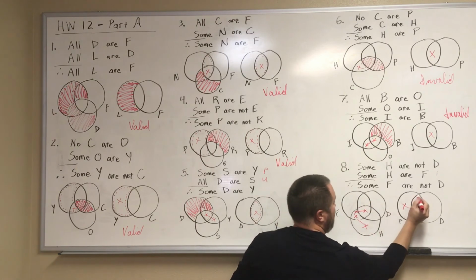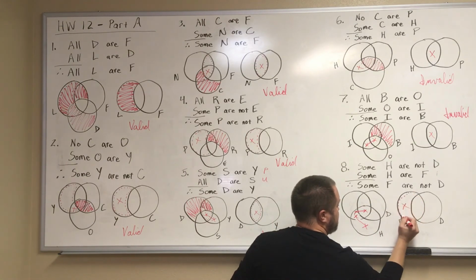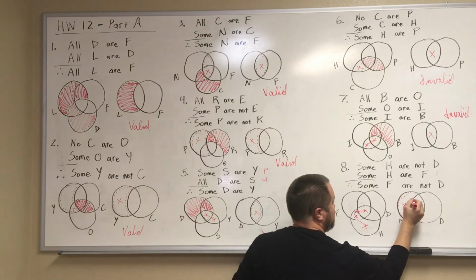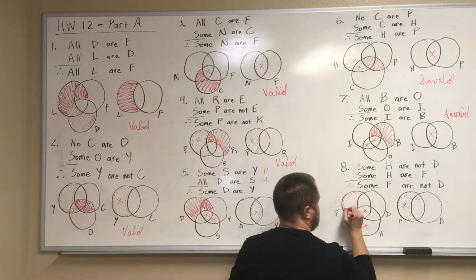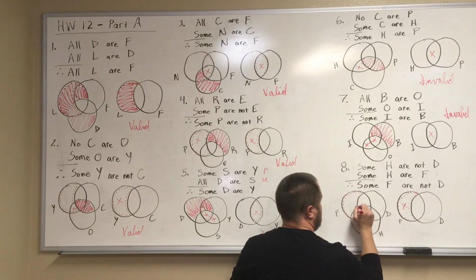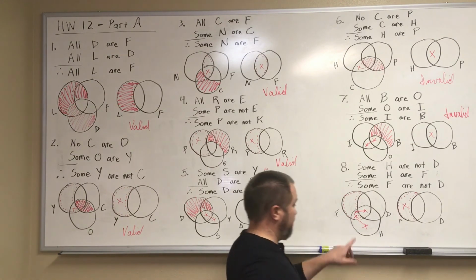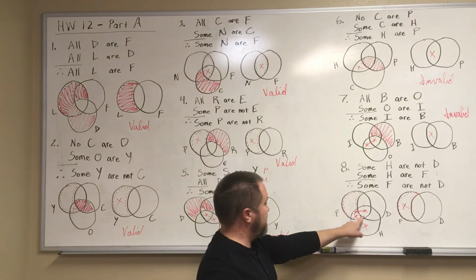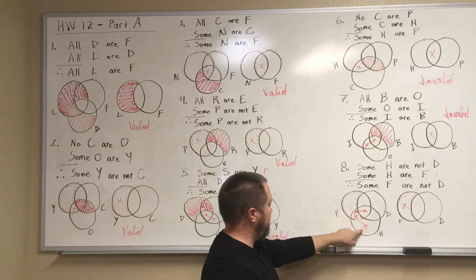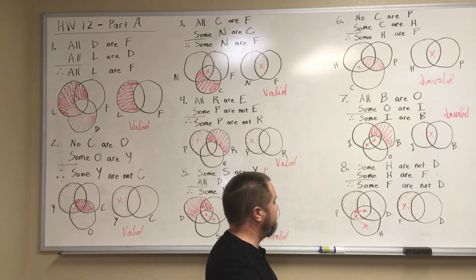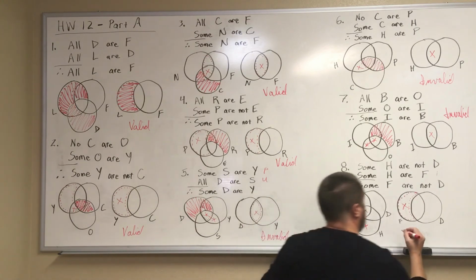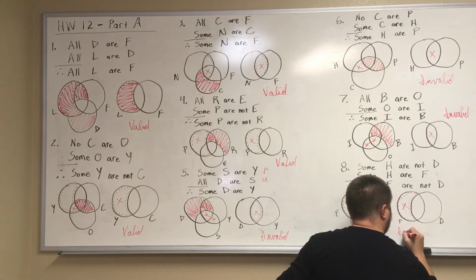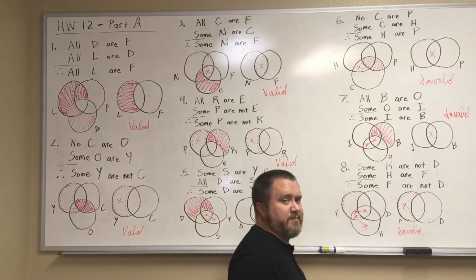So what this is trying to tell us is that there's an X in F outside of D. So what we're looking for over here is if it's giving us that information. But we know that there's two X's. But it's possible that we have an X over here and an X over here and no X in the middle, which would make it invalid. It's possible, but for an argument to be valid, we have to know for absolute certain.